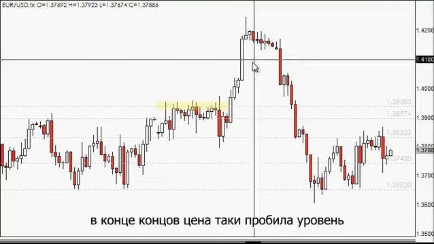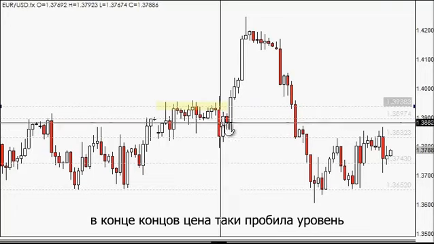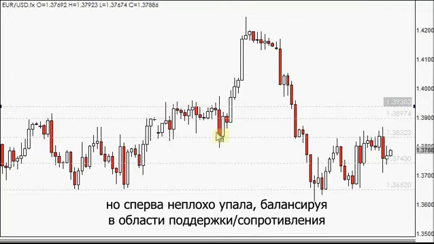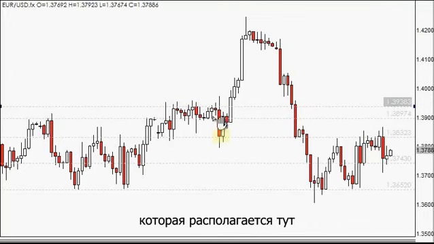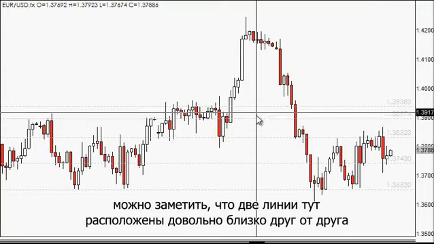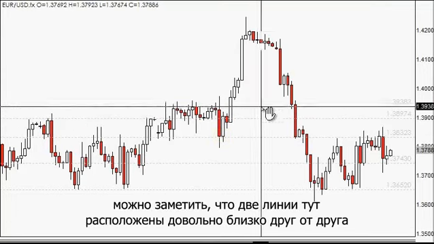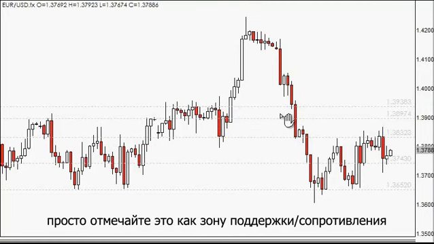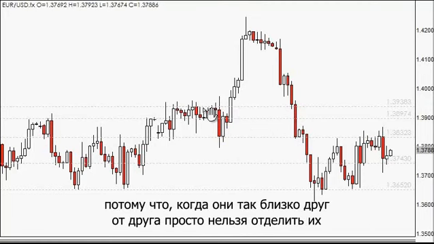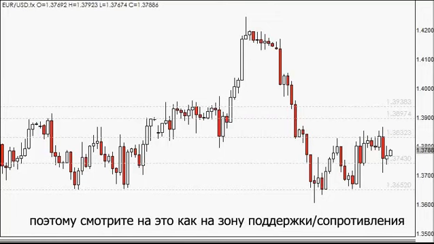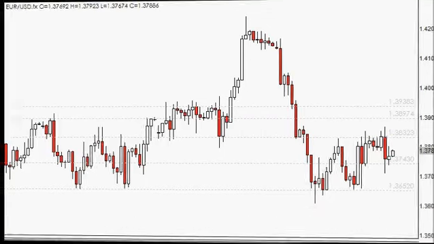Eventually, the price did go up, but it went down significantly first, bouncing off this support resistance area we have down here. So you're going to notice that these two lines here, they're quite close together. So when you get something like this, you just mark it as a support resistance zone. Because they're so close together, you can't really mark them as 2 separate lines, so you just mark it as a support resistance zone.